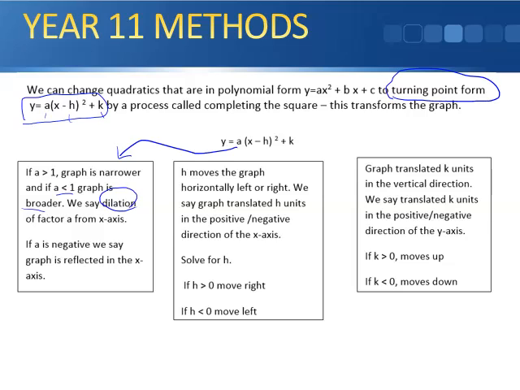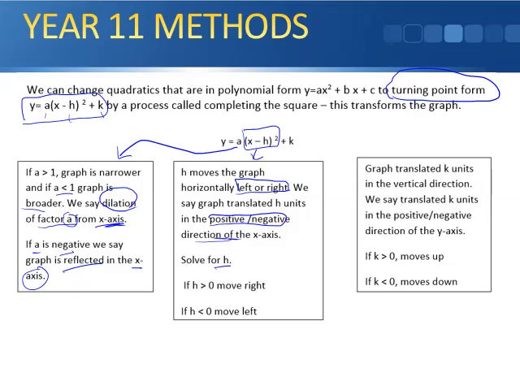This is called dilation. So this is the word that we want to use, of a factor a, from the x-axis, because we don't know what the a is. Of course, if the a is negative, then it's reflected, and that's what we say. It's inverted upside down, but we say it's reflected in the x-axis. This section here, x minus h all squared, does this. H moves the graph left or right, depending, of course, if it's a positive h or a negative h. We say that the graph is translated h units in the positive or negative direction of the x-axis.